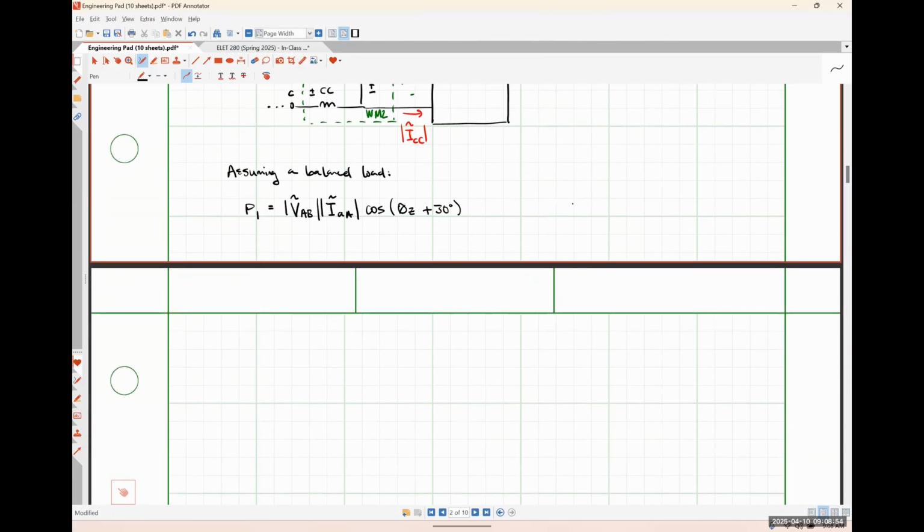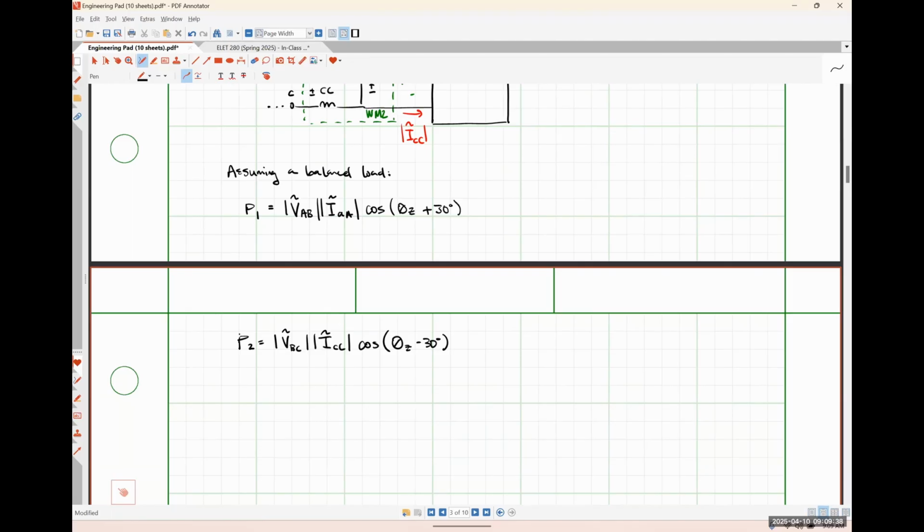Pretty similarly, we could say that P2 is going to be VBC ICC cosine theta Z minus 30 degrees. And this minus 30 degrees is coming from the fact that we're looking at essentially the phase voltage on the second phase, but the line current on the third phase. And so that's going to shift that guy around, okay? Same basic reasoning, but the negative sign is because we're looking at them across different phases, okay?